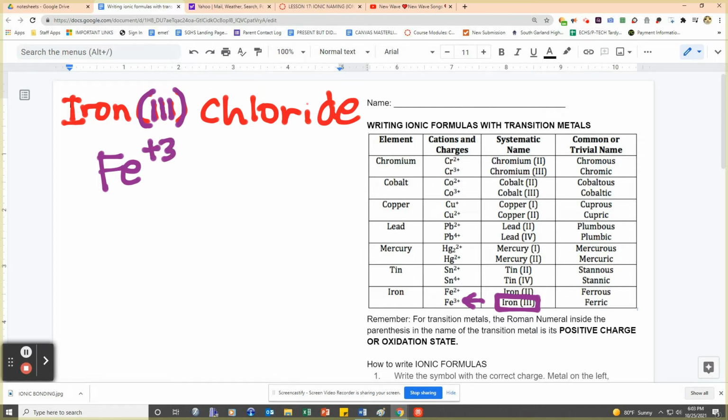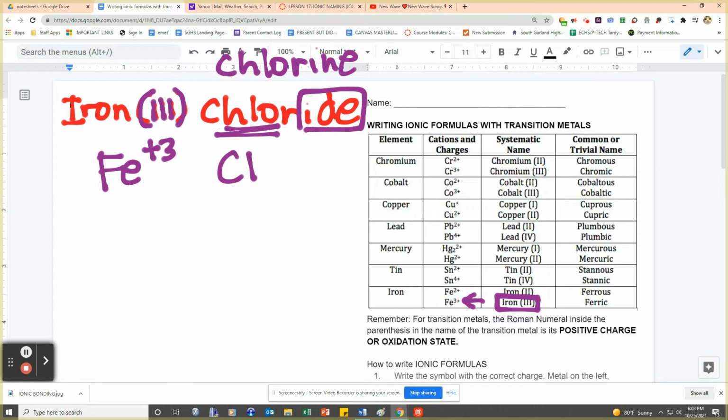Let's talk about chloride. Same as always, you're not going to find this in the periodic table because we changed the last part to IDE. So we have to look for chlor. I look for chlor in the periodic table and I see chlorine, and it's Cl negative 1. Actually, it's negative 1, but for now, we'll show the 1. But remember, 1 is invisible. You don't have to show the 1.